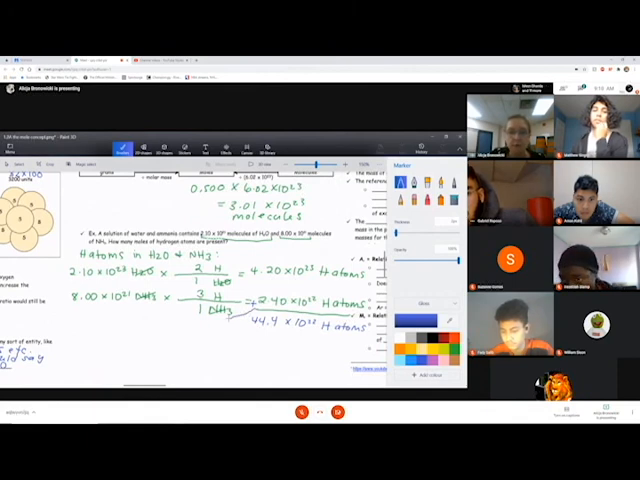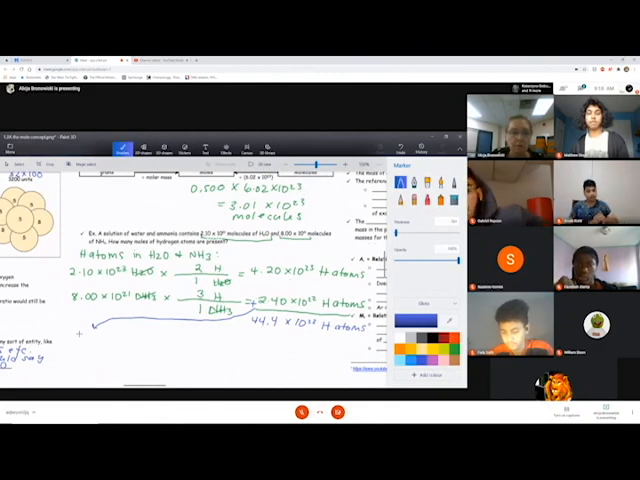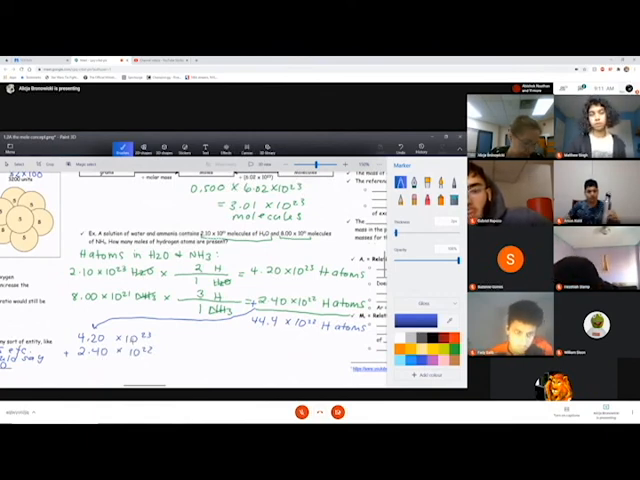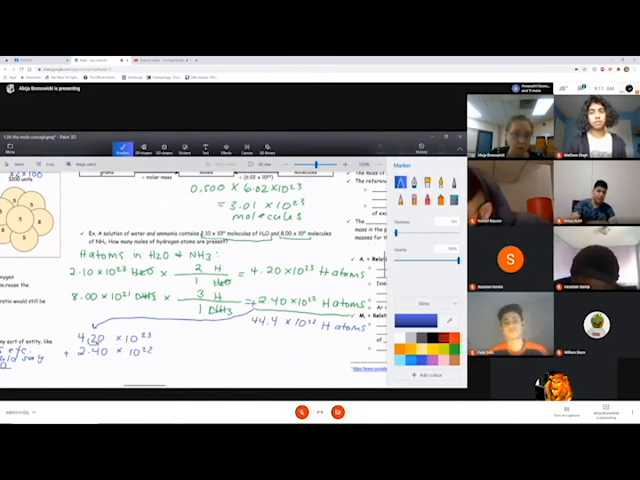Okay, let's break it down. So we're going to break down our addition. So I have 4.20 times 10 to the 23 plus 2.40 times 10 to the 22. Remember when we're adding scientific notation, they have to have the same exponent. So for them to have the same exponent, I need to change one of these. So if I take my 4.20, I move my decimal point over.